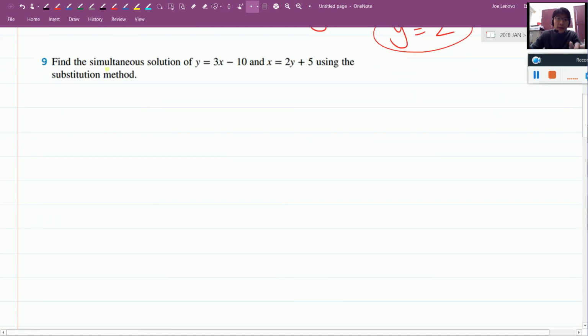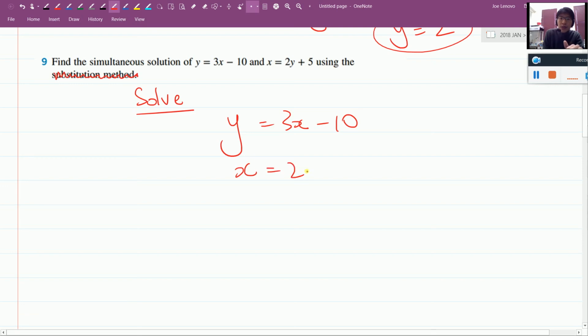We would like to find the solution of y equals 3x minus 10 and x equals 2y plus 5. We can use whatever method; I don't really care which method you use. Basically, we solve the equations y equals 3x minus 10 and x equals 2y plus 5. You can do additions, substitutions, or eliminations, meaning subtractions.